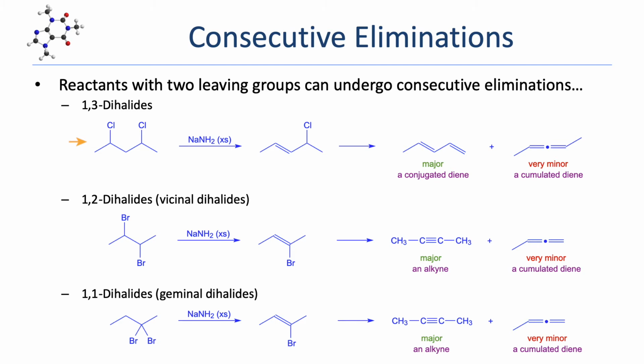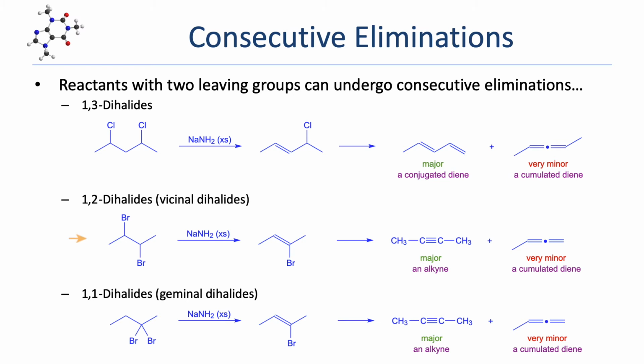Removal of the beta hydrogen from the left would result in a strange molecule in which two alkenes emanate from the same carbon. This is called a cumulated diene, and in general, cumulated dienes are very unstable. And we know that in contrast, conjugated dienes are very stable, and so the major product in this case is the more stable conjugated diene.